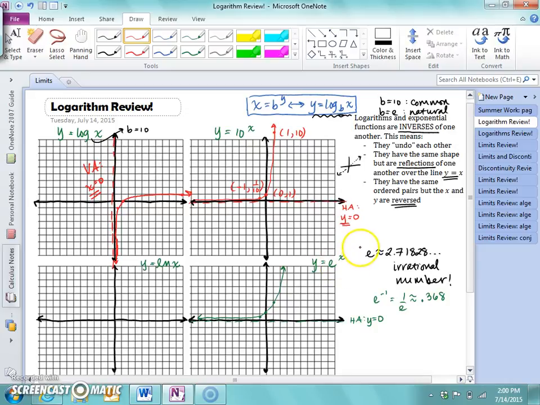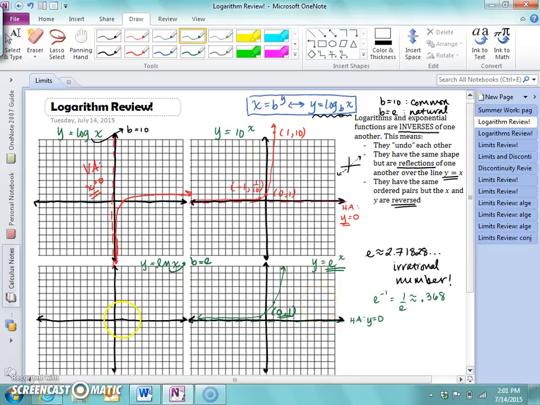Let's do natural log of x. So here I don't have a base again, but because it's ln, that means natural log, so that means the base is e. So that means it's the inverse of e to the x. I already graphed e to the x right here. I'm going to go ahead and reverse my ordered pairs and get the inverse's graph. So right here I had the point 0, 1. In fact, every exponential graph will have this point unless you shift it up, down, left, or right.